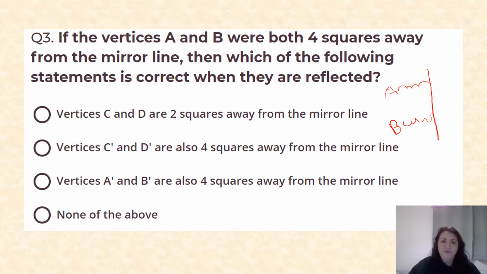None of the above. Well, we know that if they're reflected, they've got the same names with a dash after it. So that narrows it down. And if they're 4 squares one way, they're going to be 4 squares the other way. So which one do you think? Hopefully you said the third one. A and B are also, A dash and B dash are also 4 squares away.